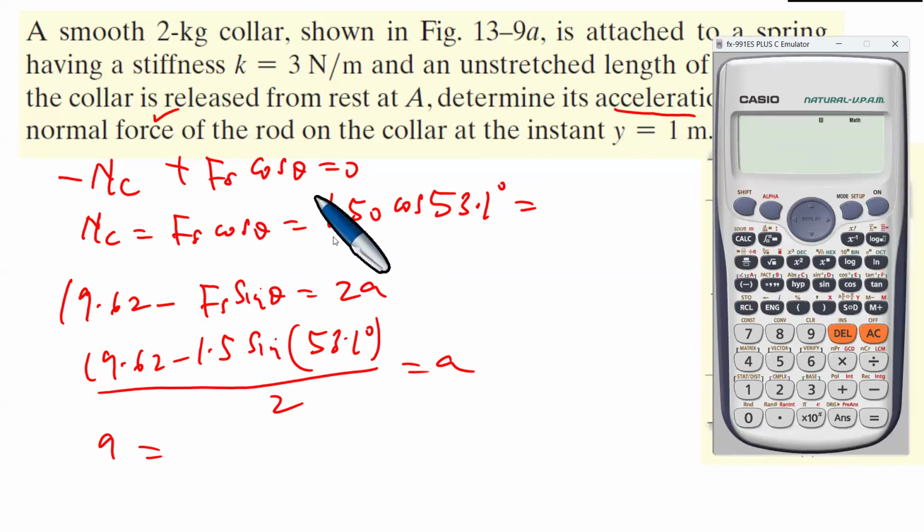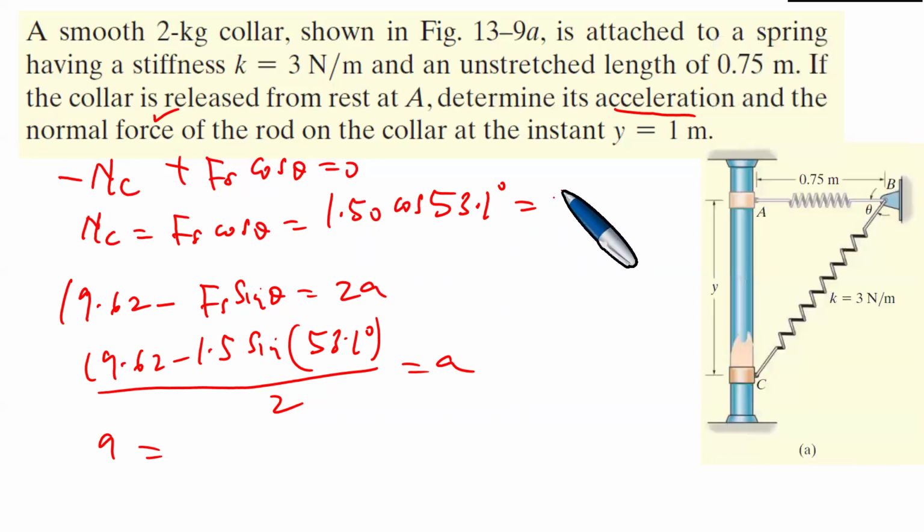Okay, I'm going to do the normal force. Just want to confirm these answers. 1.5 times the cosine of 53.1, which is 0.900. It is the normal force, which is in newtons.